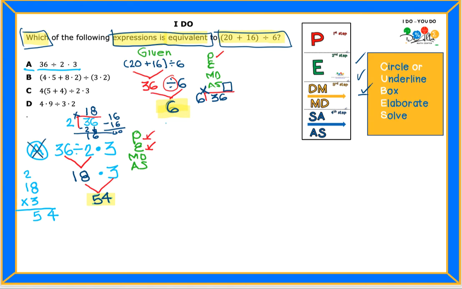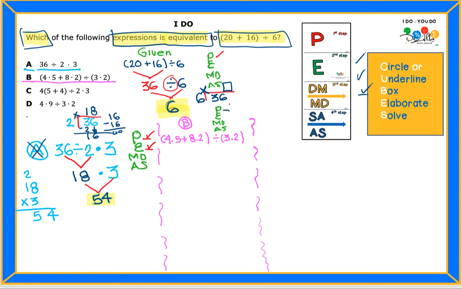Now let's do letter B. I'm going to change the color. For this one, we're going to use pink. And let me transfer the expression on letter B. In this section, I copy the expression that is on choice B. And also I need to make sure I follow order of operations, like the anchor chart that we have here on the right side. Okay, so we know that we have to do parentheses first. We're going to focus on parentheses.